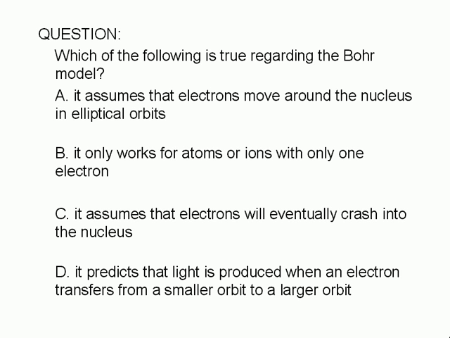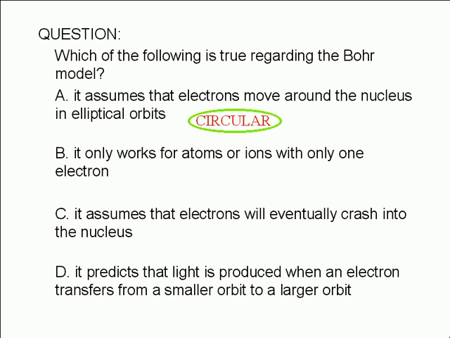Let's examine each of the choices given. Choice A is wrong. Bohr's model assumes circular orbits, not elliptical orbits.